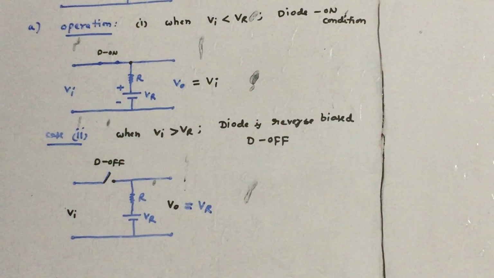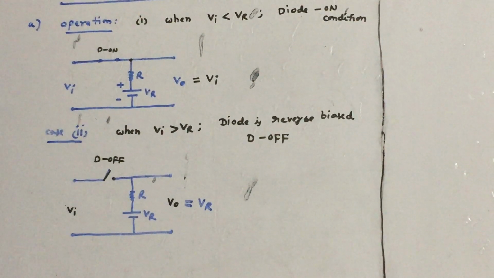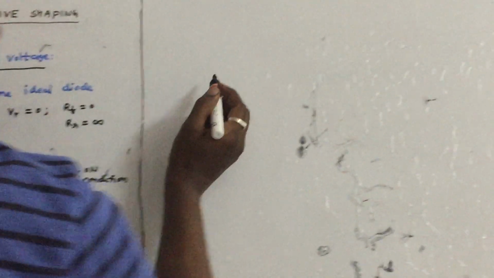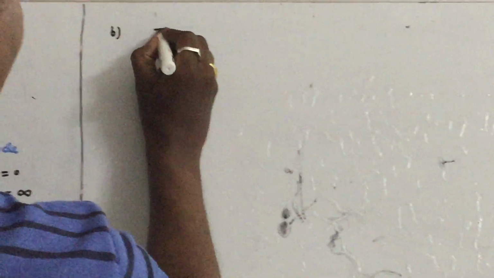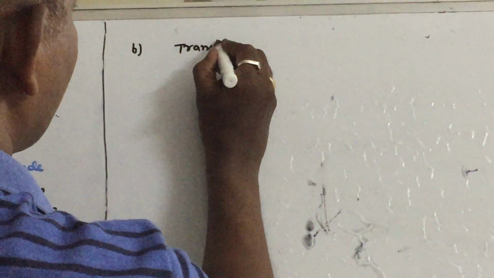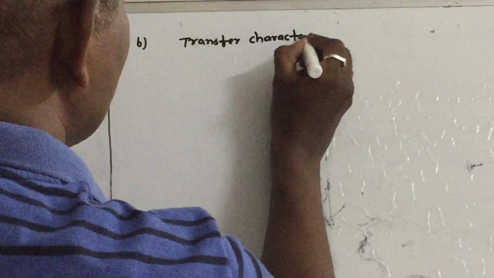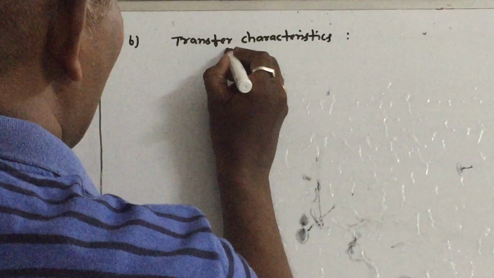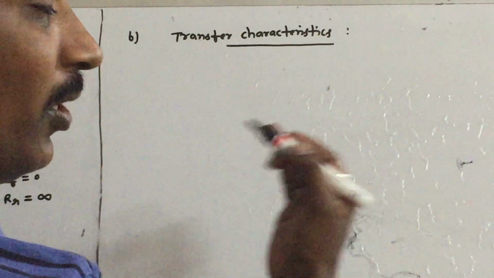So let us draw the transfer characteristics based on these two, case 1 and case 2. Let us draw the transfer characteristic equations. That is the second part, as we have done in the shunt clipper, similar to that. It is also given in the syllabus, transfer characteristics of clippers. As I said earlier, transfer characteristics are the characteristics between input and output.